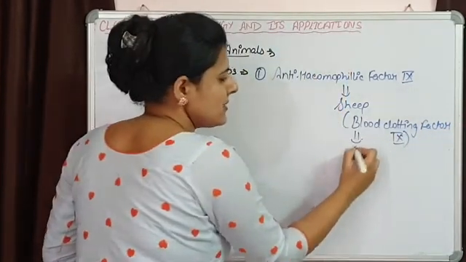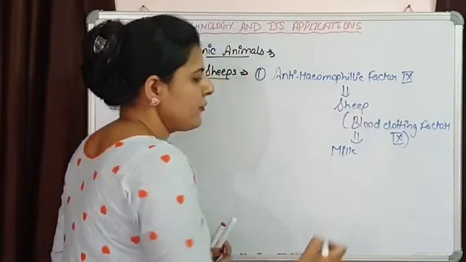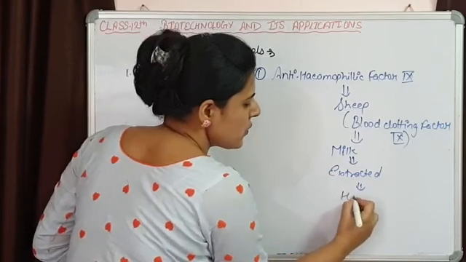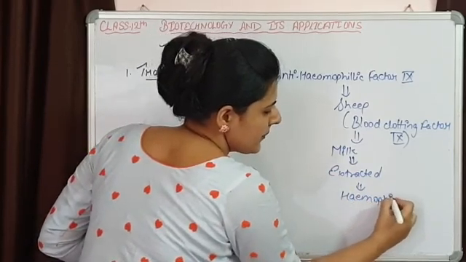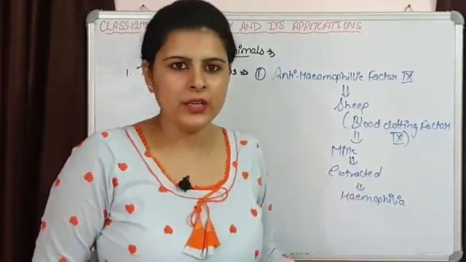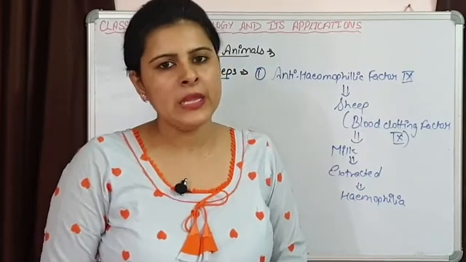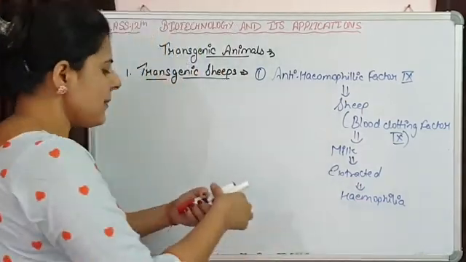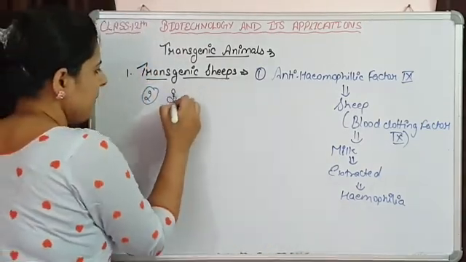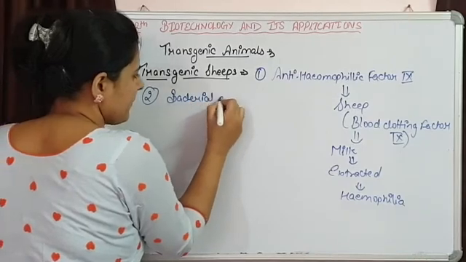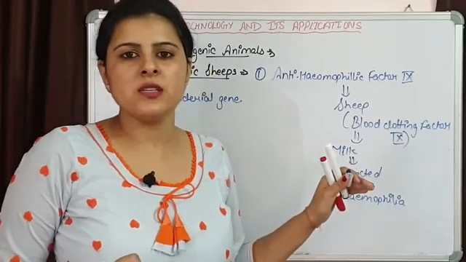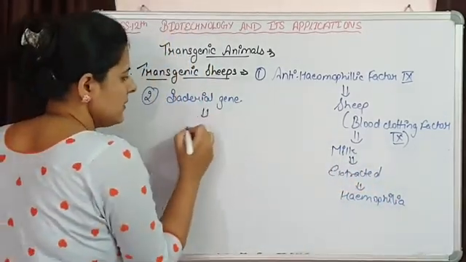This is released in milk, and from milk this factor is extracted and given to the patients who are suffering from hemophilia. So this is how these sheep are important to treat persons suffering from hemophilia. Just like that, some other transgenic sheep have a bacterial gene, and this bacterial gene is responsible for the synthesis of the amino acid cysteine.